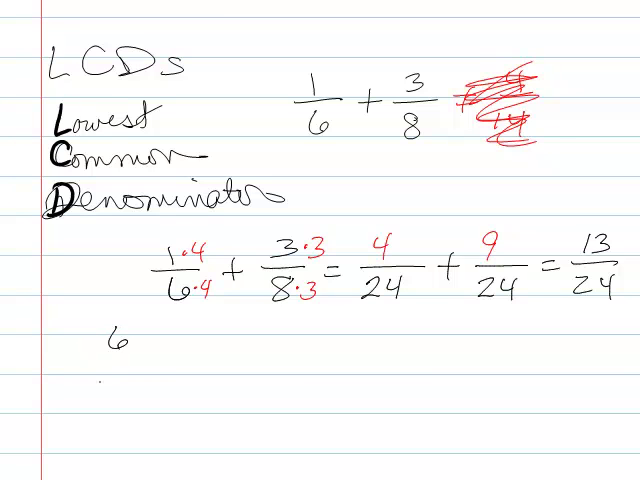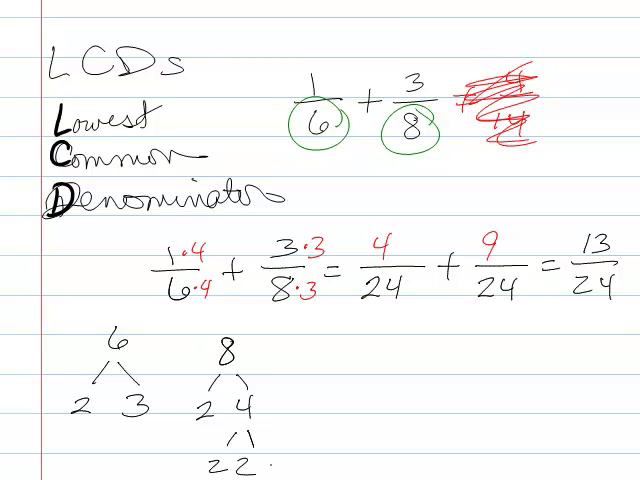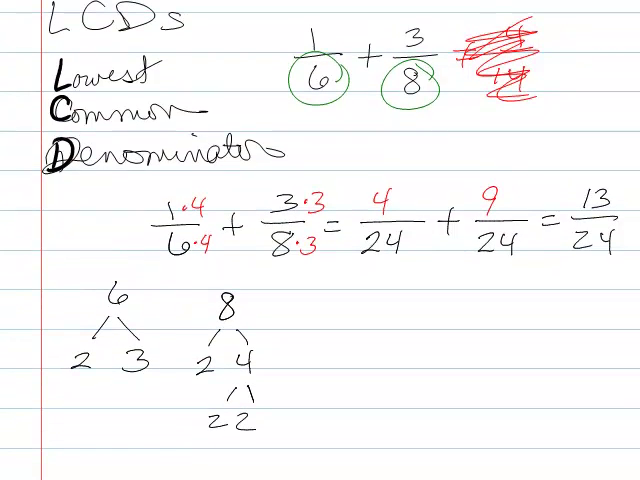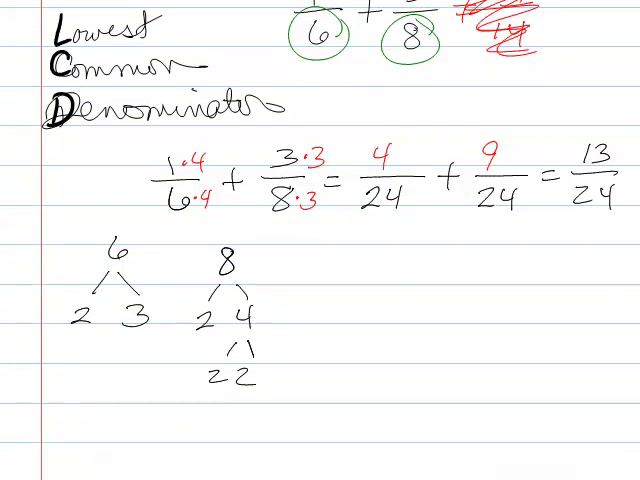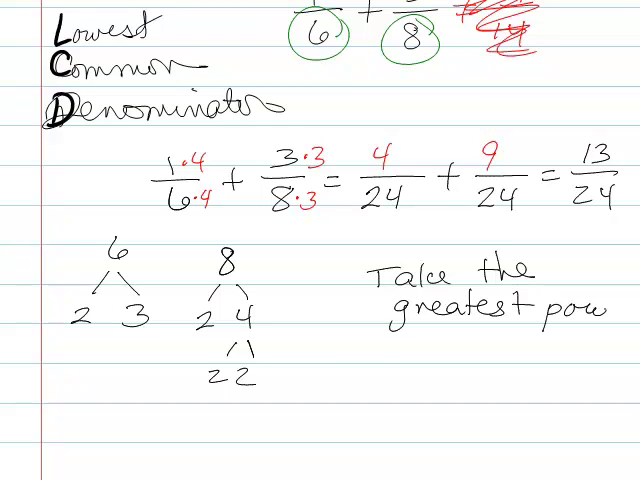So I want to find my 24. I'm going to factor out each number here on the bottom. So factor out my 6, get 2 and 3. Factor out my 8, and get 2 and 4. This factors out even further to 2 and 2. Fantastic. All right. So now what I want to do is take the greatest power of each term.